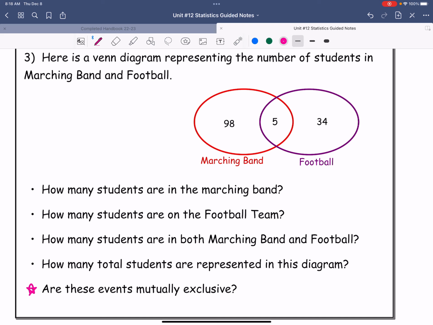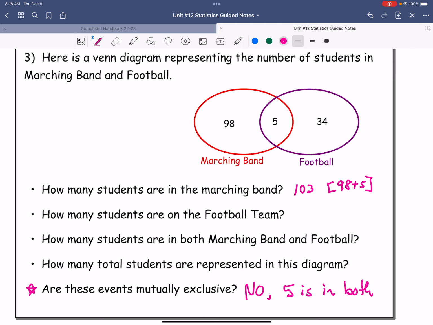Actually, pause this movie, try these on your own, and then press play when you're finished. Are these events mutually exclusive? The answer is no, because the 5 is in both. We've got 5 people both in marching band and football. How many students are in the marching band? That would be in the red circle, and that is 103 because we're taking the 98 added to the 5.